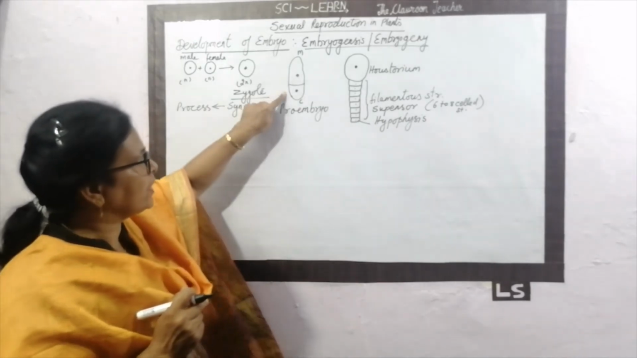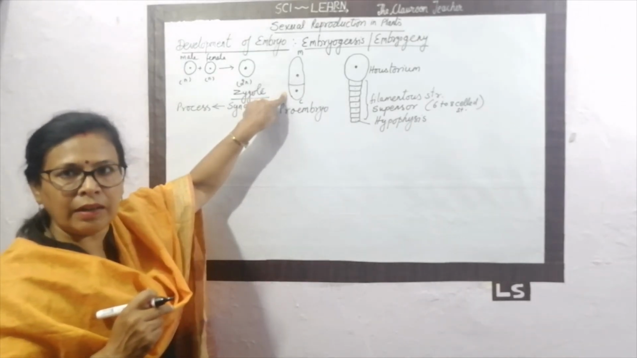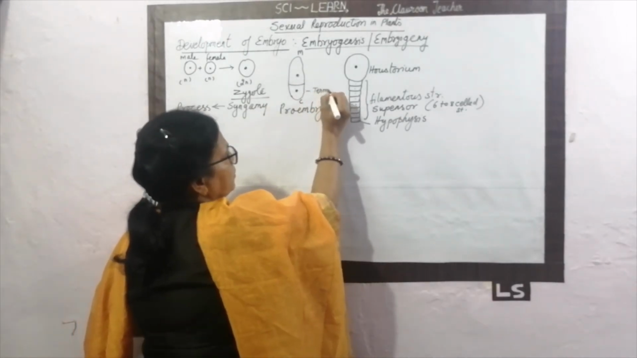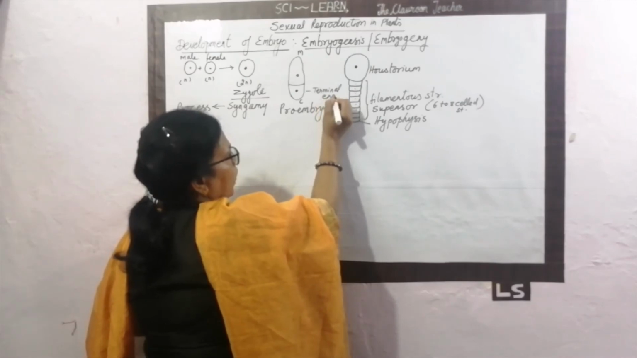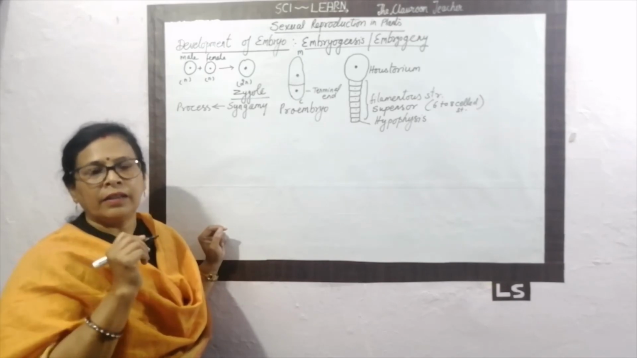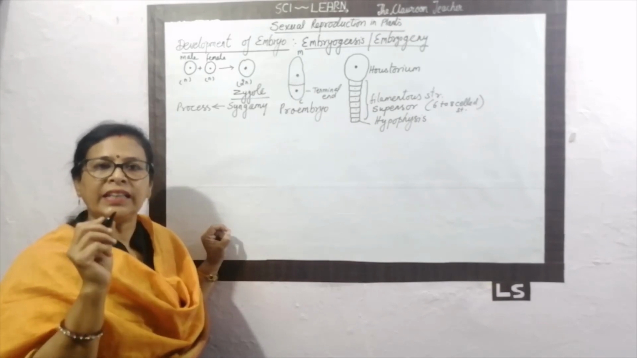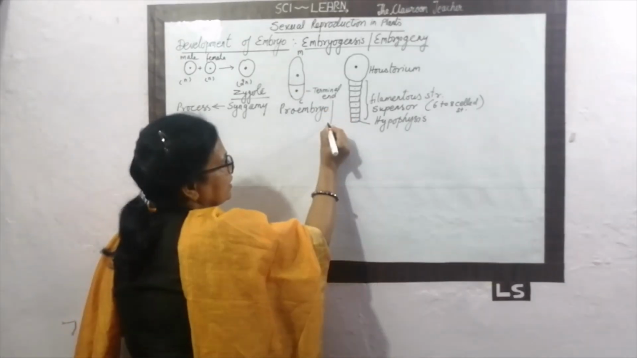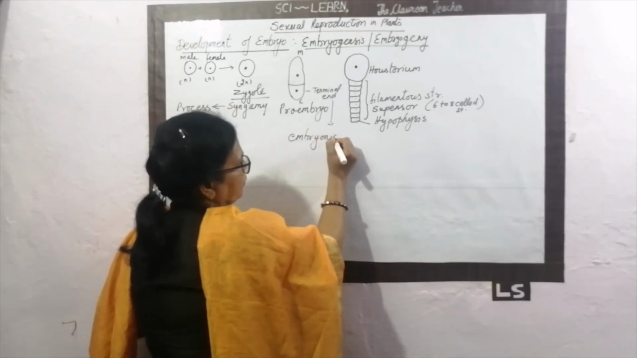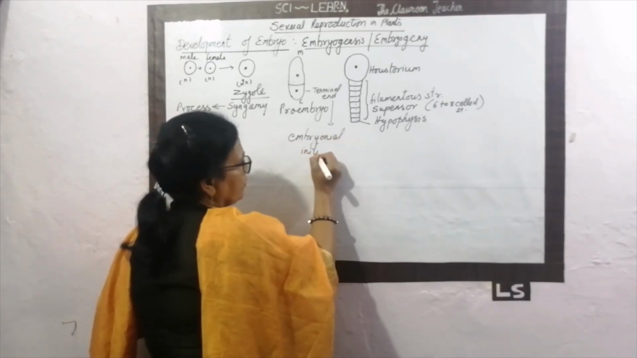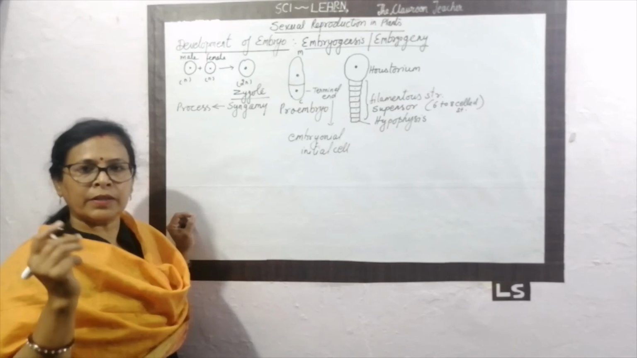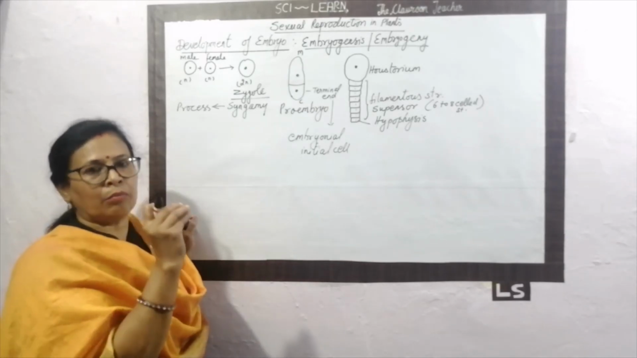Now what happens with this cell? This cell is present at the chalazal end, or terminal end. The cell which is present at the terminal end is called the embryonal initial cell. Initial cell means it is going to form the embryonic cells.